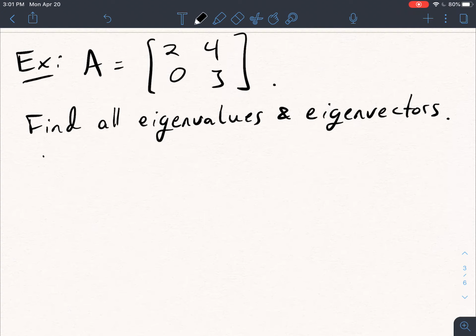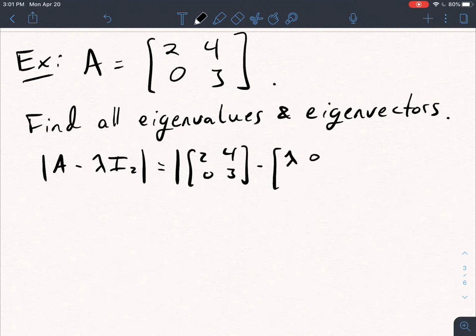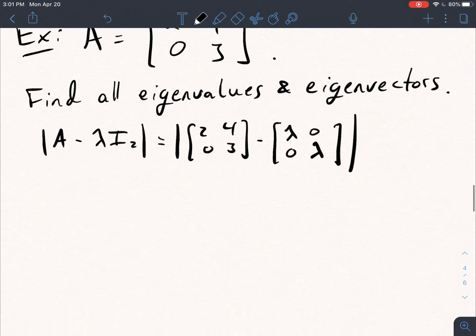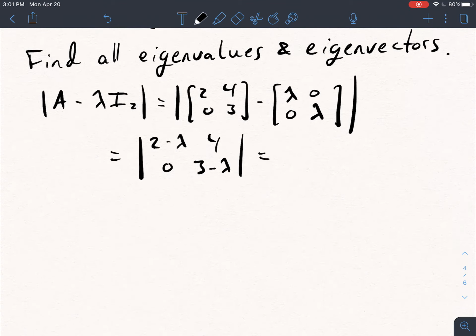So let's do an example. Here's a matrix A. Find all eigenvalues and eigenvectors. So first I want to do A minus lambda times the identity matrix and take the determinant of that. So this is the determinant of [2, 4; 0, 3] minus lambda times I2, which looks like this. So I'm just scaling the identity matrix by a variable lambda. And now this is equal to [2 minus lambda, 4; 0, 3 minus lambda].